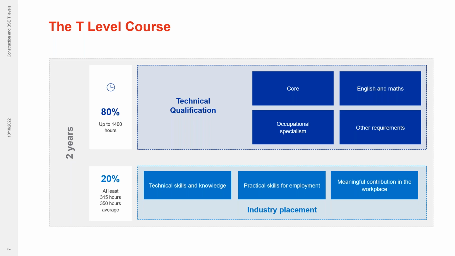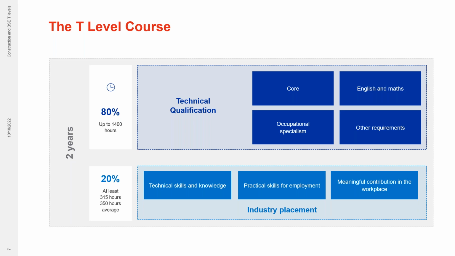You've got your maths and English, and the IT has already previously mentioned, and any other requirements that have been identified as being required. So that's 80%. The TQ covers 80% of the T-level activity, if you like, and there's a maximum of 1,400 hours there. But it does vary between on-site and building services in terms of the number of hours allocated to the core, and within that core, how many hours are allocated to the occupational specialisms.